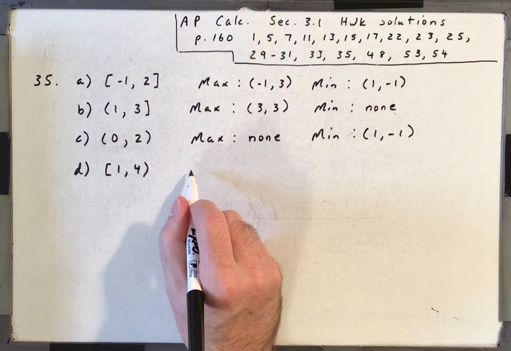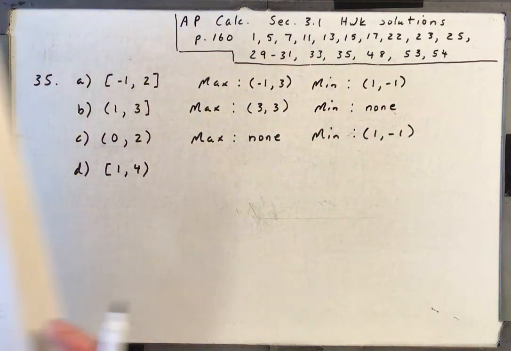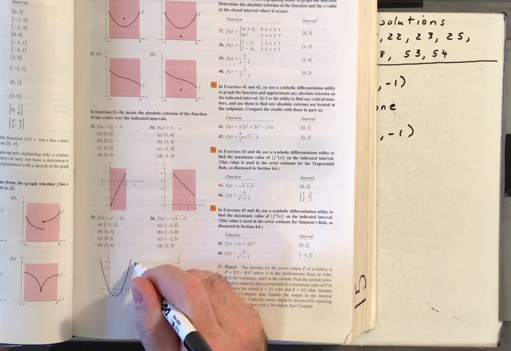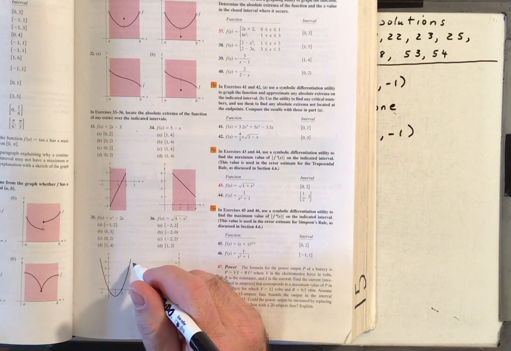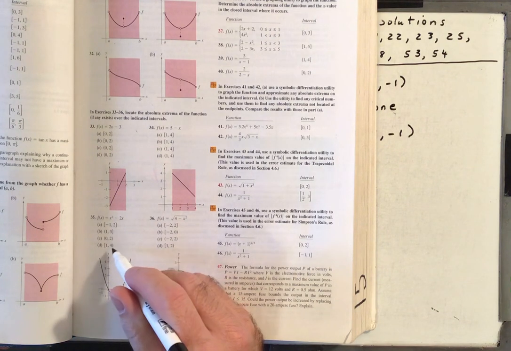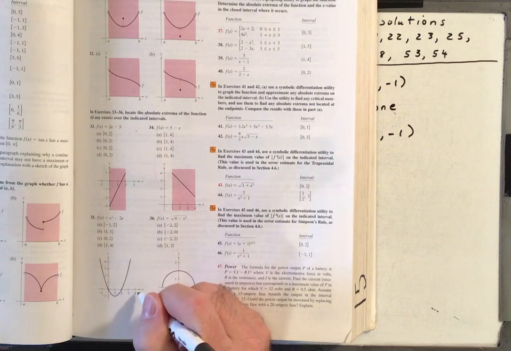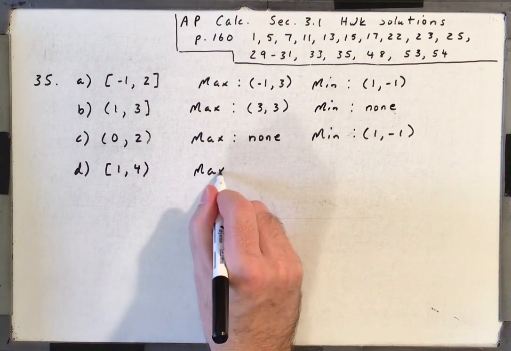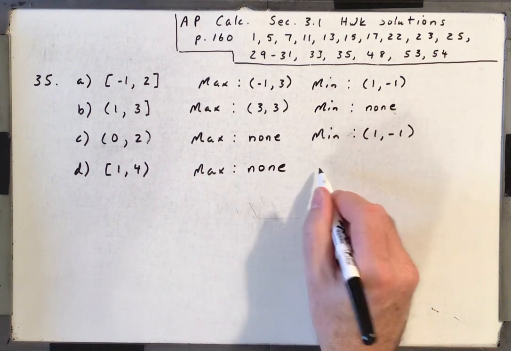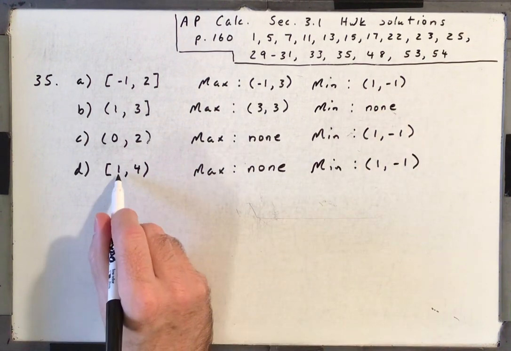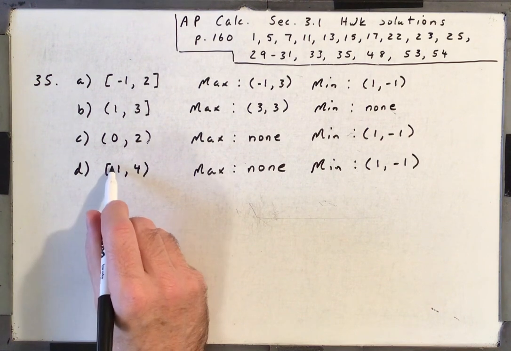All right, so our maximum on the graph would occur at 4, but that's an open interval. So there's no max there, because the graph is going up, but when you get to x equals 4, it's against the open interval, so the max would be none. But we do have a minimum, and that occurs at the point (1, -1), because we get to count the value at 1 because it's up against a bracket.